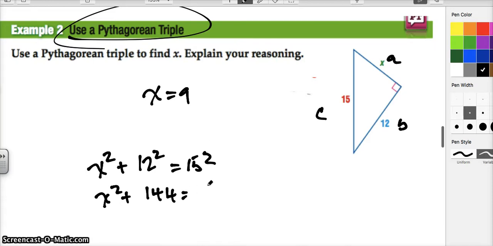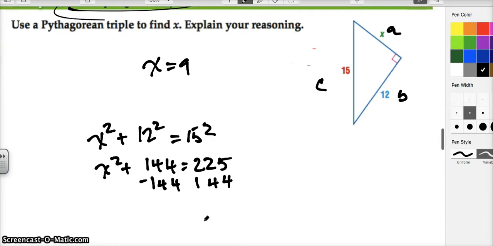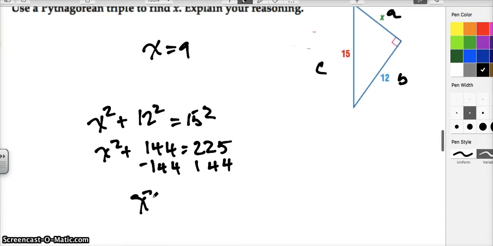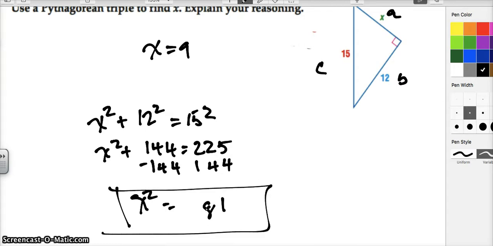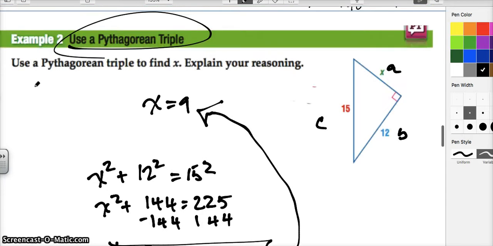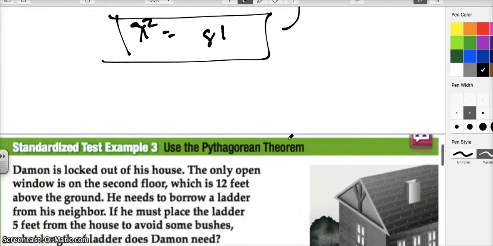That's 15 squared, which gives me 225. And if I subtract 144 on both sides, I'm going to get x squared equaling 81, which is not done, but you can see that x equals 9, because if I take the square root of both sides, I get that x equals 9. Kind of satisfying, right? It's nice when a thing works out. So you can see that if we use the Pythagorean triple 9, 12, 15, we could have gotten that answer very quickly. All right.